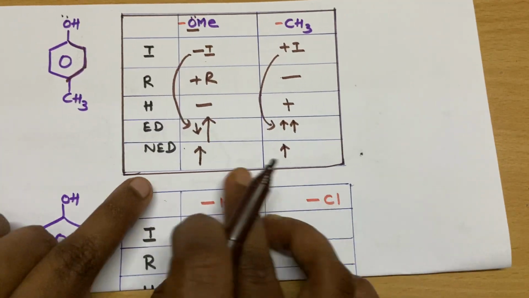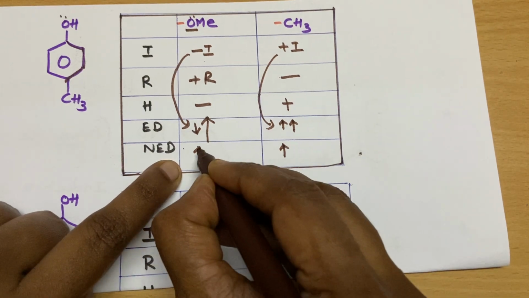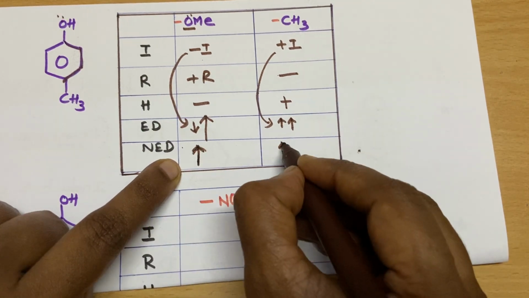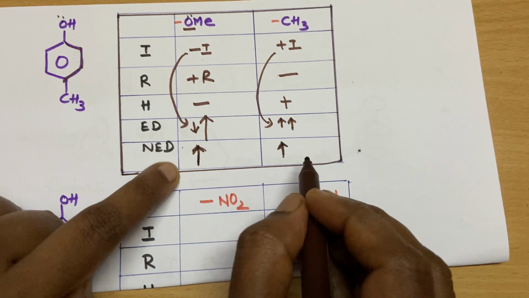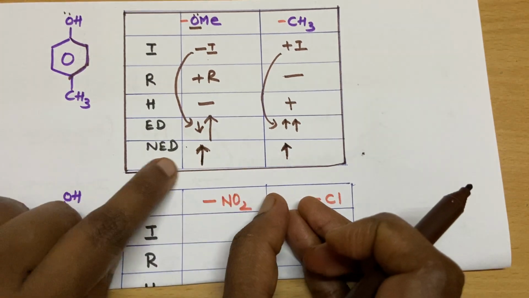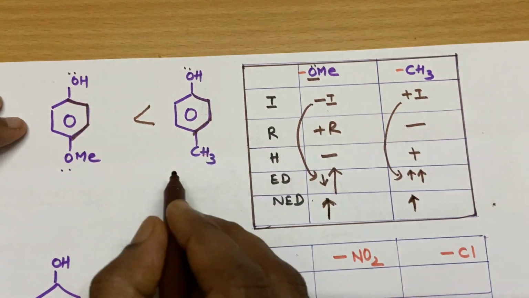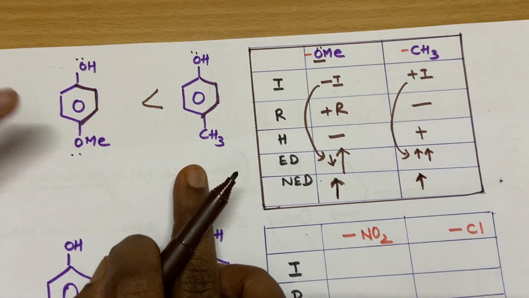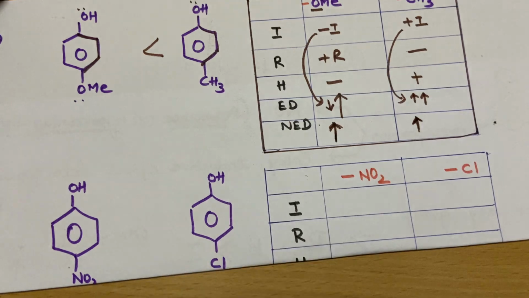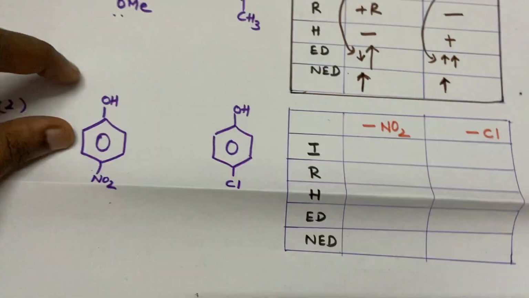Please remember that. So here, compare the size. This is a little increase in electron density, this is more increase in electron density for acidity. So here the paracresol is more acidic than your anisole. Okay, then nitro and chlorine.